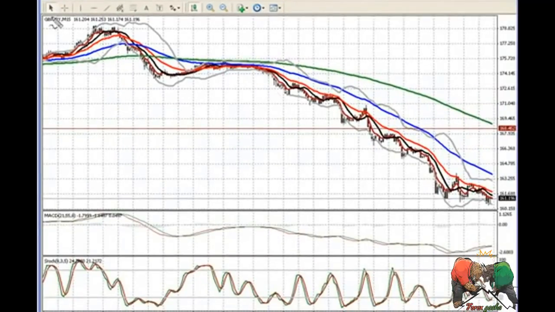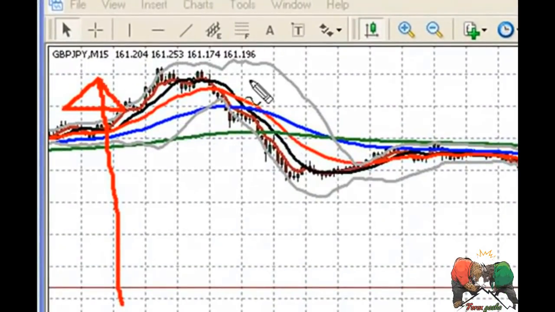So anyways, look at this. It almost looks like the same chart, right? I kid you not. This is the pound yen 15-minute chart. It is a different chart.